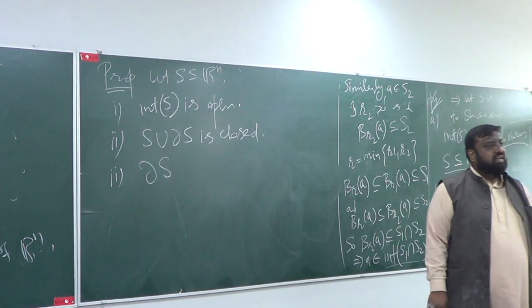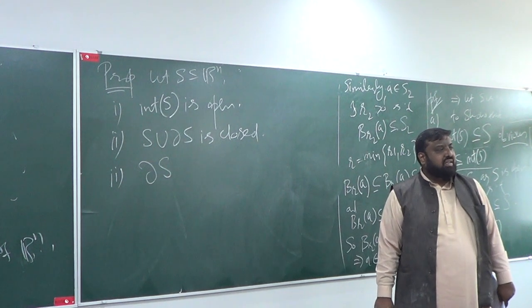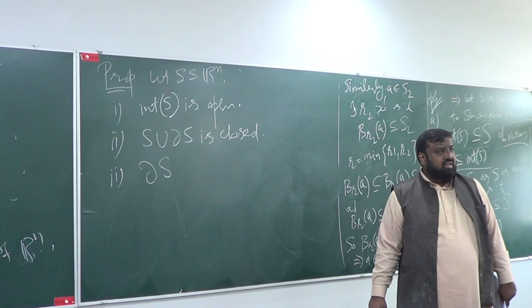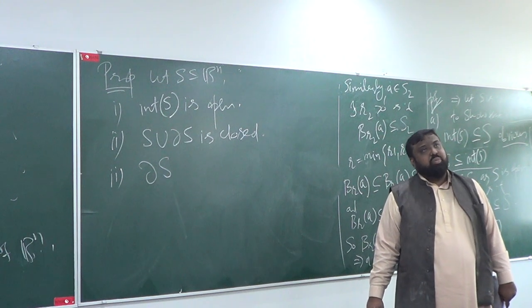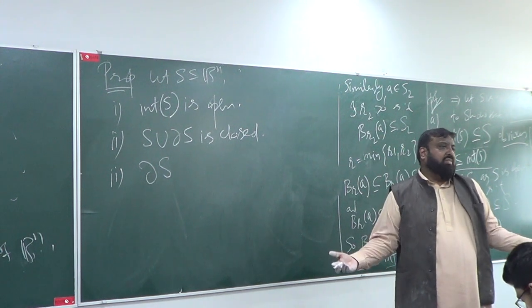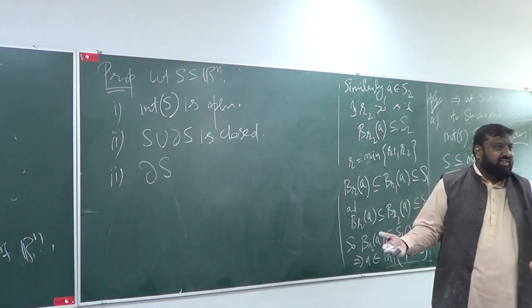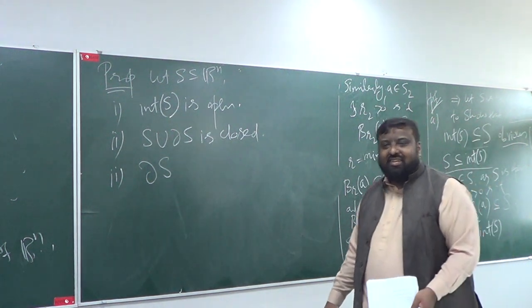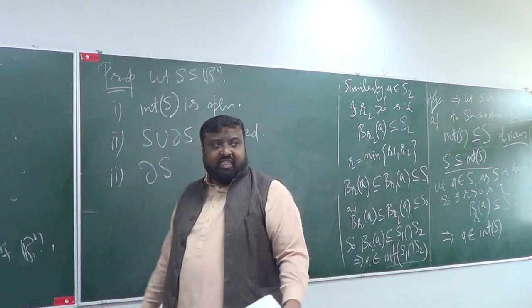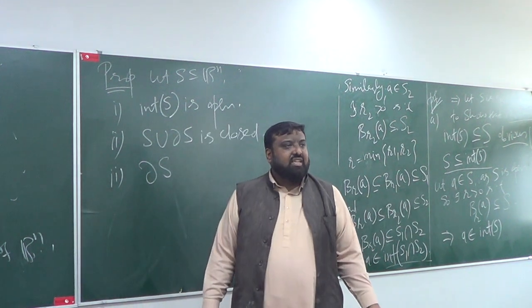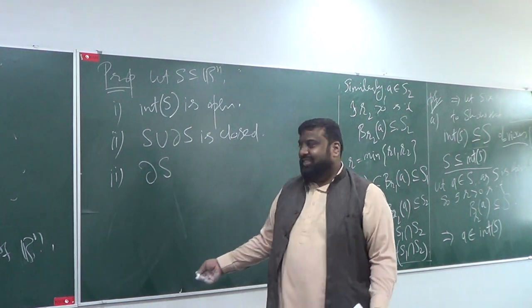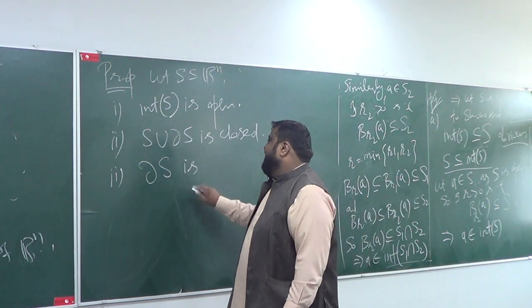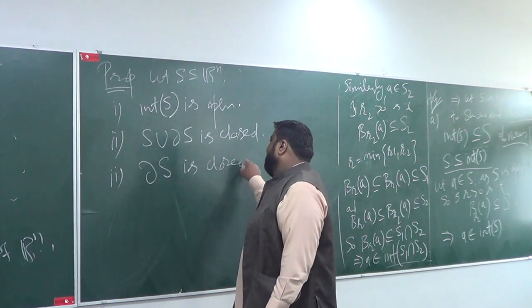In that set, this ball is an open ball. What we can say is the ball is closed. If you are saying it is an open ball, you are already saying it's open. But the boundary of S. So that's what we like to do. So I would like to show that the boundary is closed.